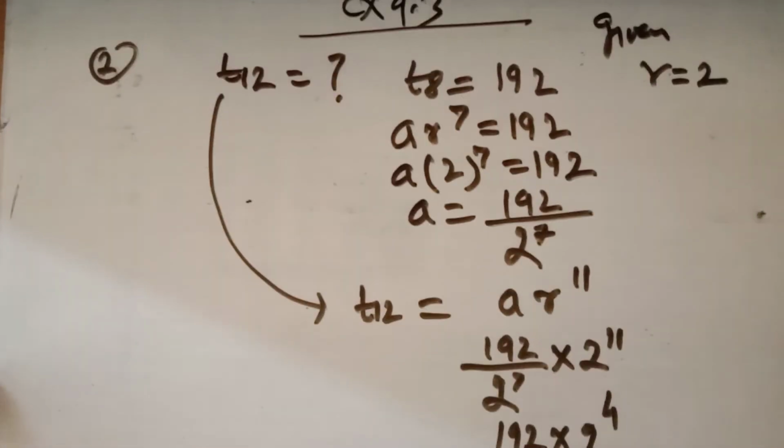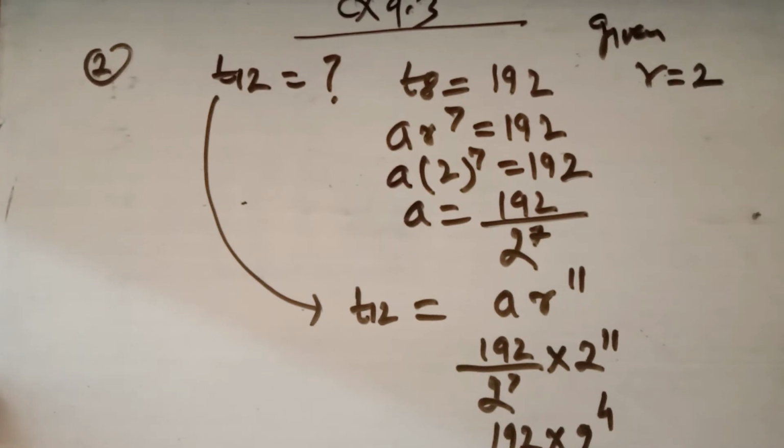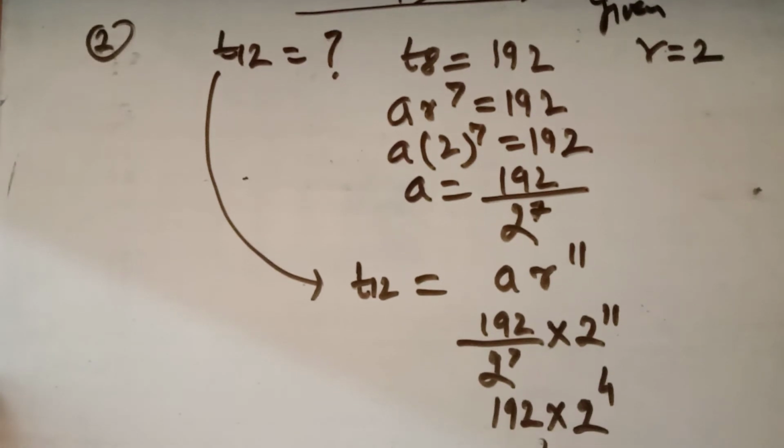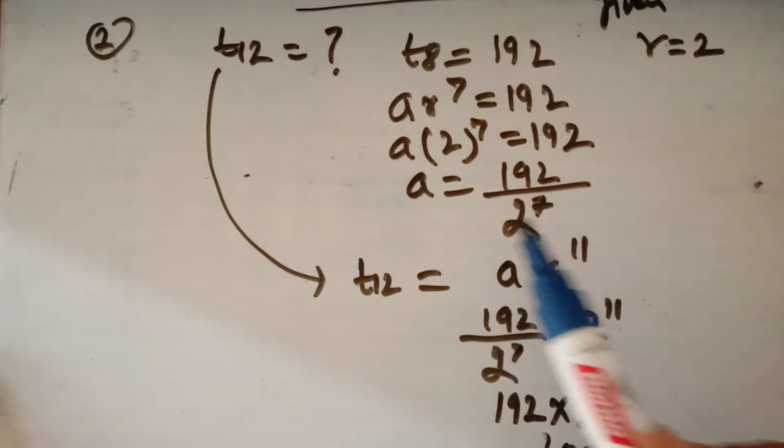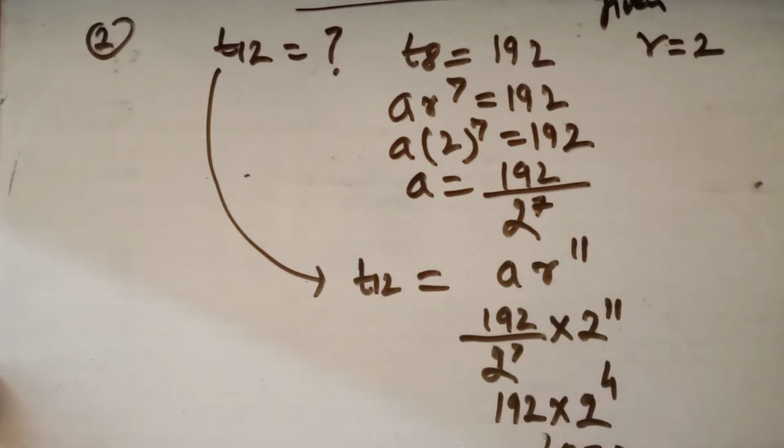Okay. So you have to find the 12th term, its 8th term is given and its common ratio is given. From the 8th term, and the common ratio, we can easily find the first term, and when we know the first term and the common ratio, we can easily find its 12th term.